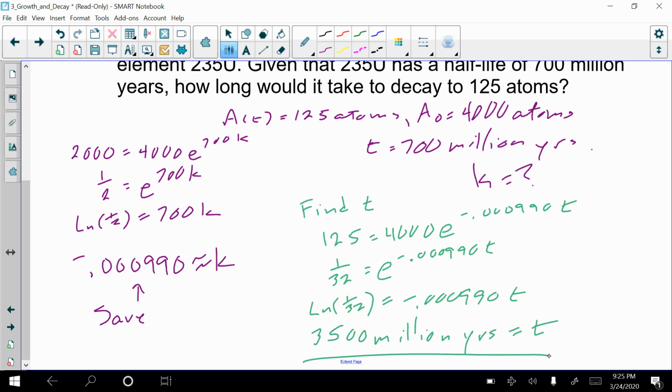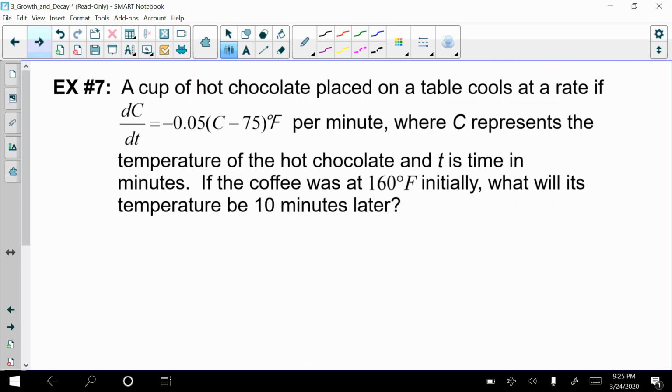So that is essentially what we're going to be doing with a lot of half-life problems. So here is our last one, and it's not strictly a half-life question. It's just giving you a differential equation to start with, and it's simply going to ask you a question about it. We have a cup of hot chocolate placed on a table that cools at a rate of dC/dt, the derivative of C with respect to time. So C is probably going to be Celsius, but they're simply saying where C represents the temperature of the hot drink.